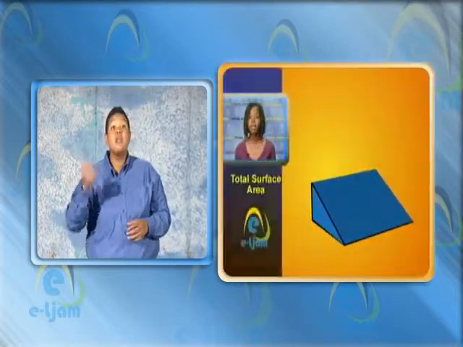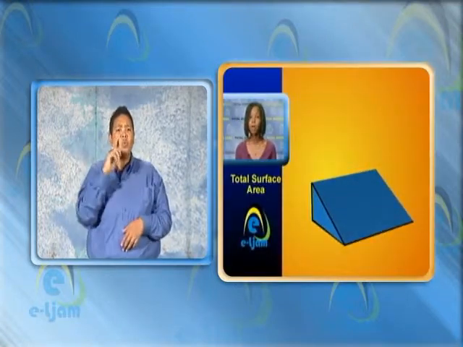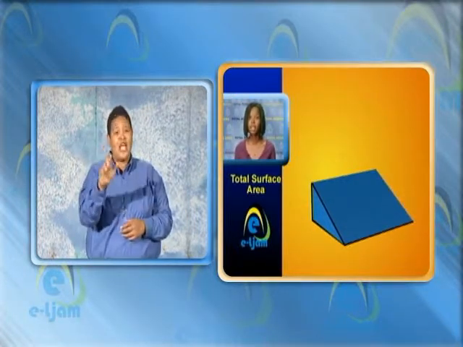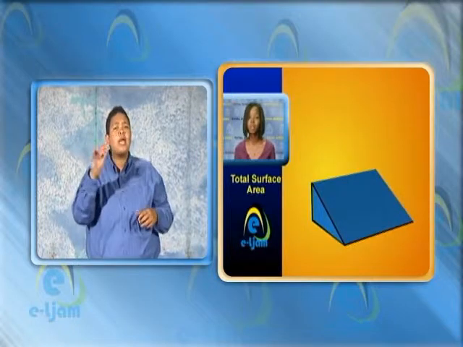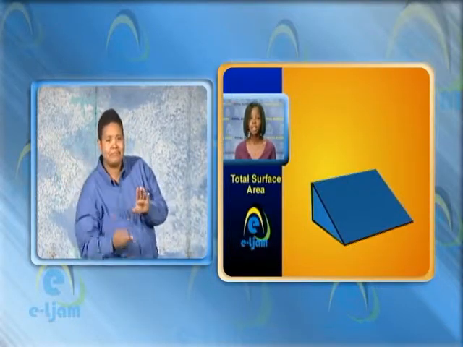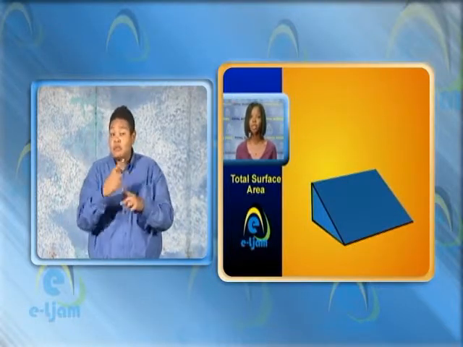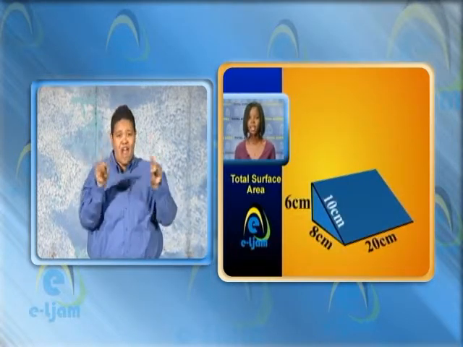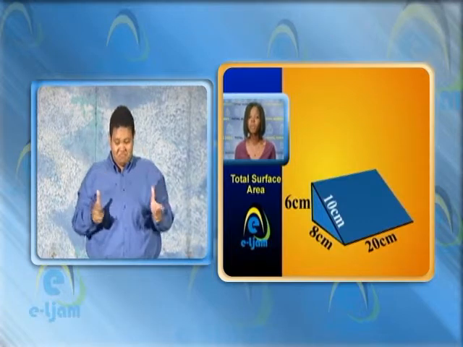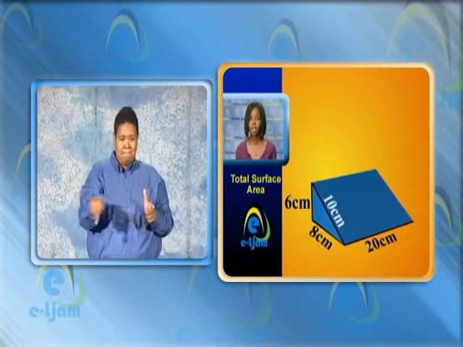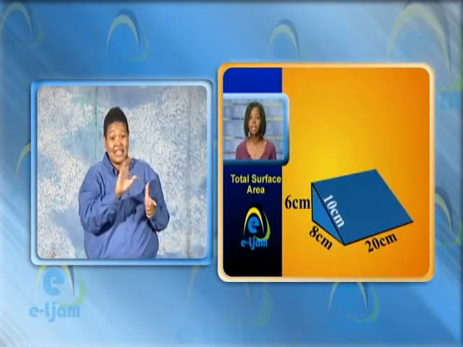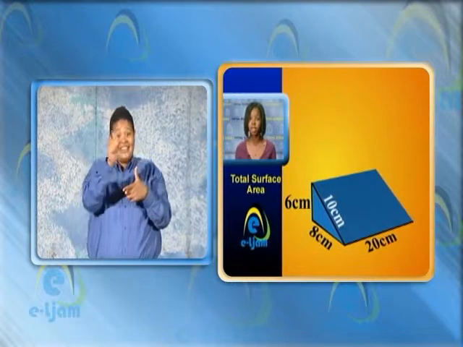Another kind of prism is the triangular prism, also known as a wedge. Yes, that's right. Think of the wedge we use under a door. As the name suggests, it has a cross-section which is in the shape of a triangle. Let's say this wedge has a length of 20 centimeters. Its cross-section has a base of 8 centimeters and a height of 6 centimeters, with the third side measuring 10 centimeters.